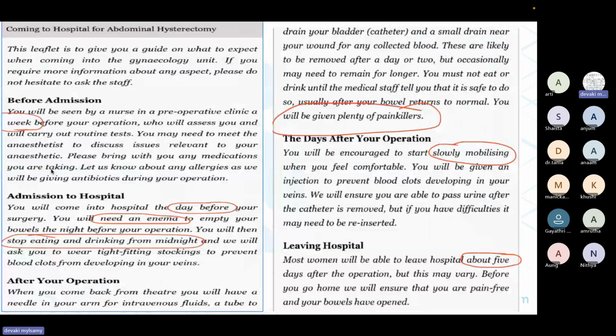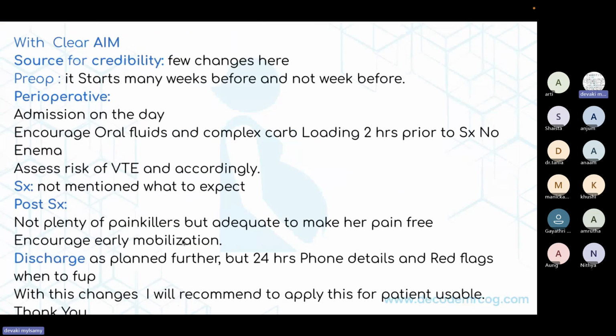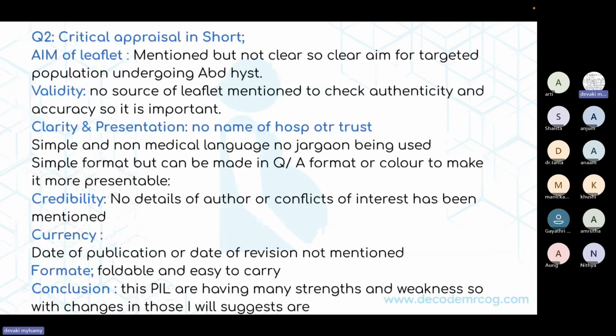They had mentioned it differently. Okay, before admission: a day before admission they had mentioned an enema and stopping eating and drinking from midnight, which needs to be corrected here. Perioperative, that is admission on the day: encourage oral fluids and a complex carbohydrate loading diet 2 hours prior to the surgery. No need for enema. Assess the risk of VTE. Surgery is not mentioned here, so we need to mention what is to be expected during surgery.